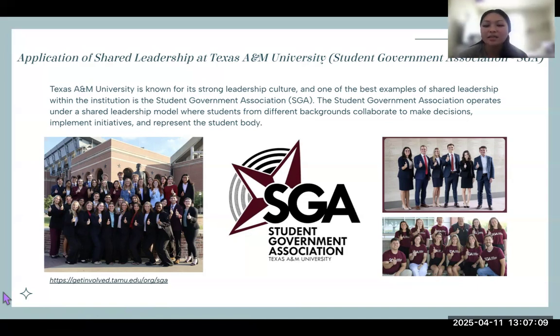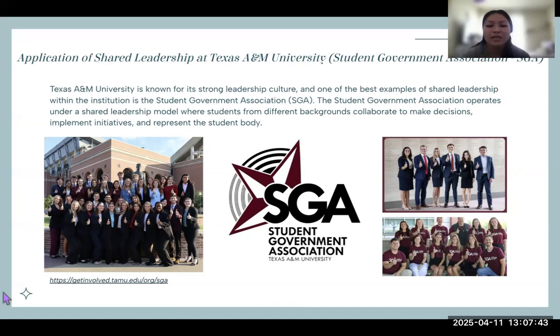Texas A&M University is known for its strong leadership culture, and one of the best examples of shared leadership within the institution is the Student Government Association, or SGA for short. The SGA operates under a shared leadership model where students from different backgrounds collaborate to make decisions, implement initiatives, and represent the student body. Texas A&M has always been known for developing strong leaders, and the SGA is a perfect example of how leadership can be distributed, inclusive, and empowering for all students.